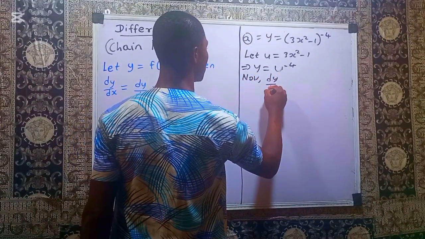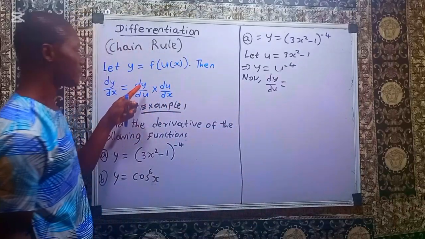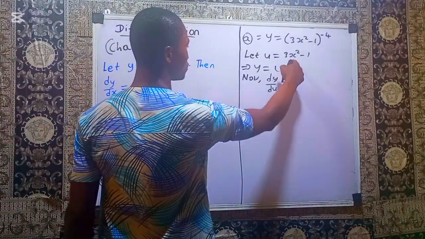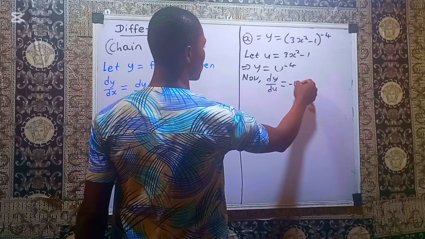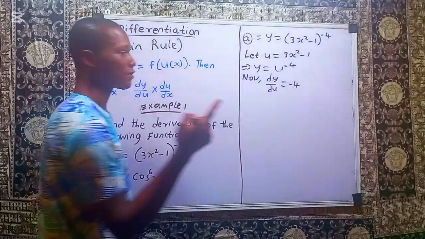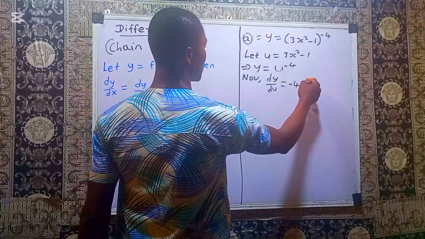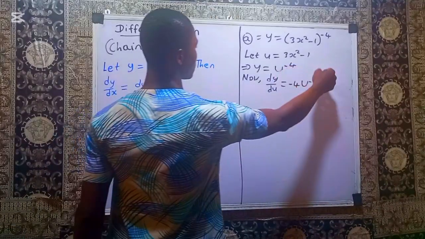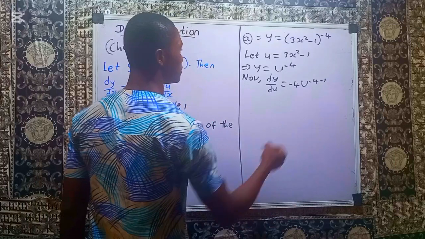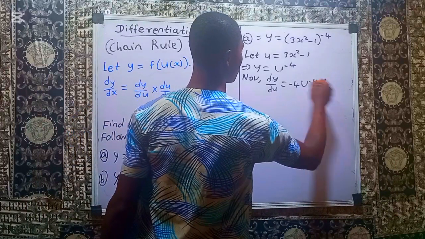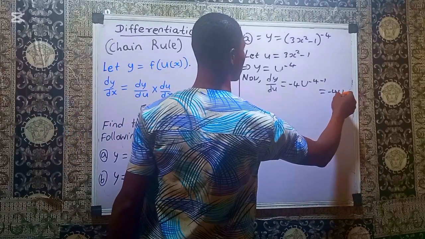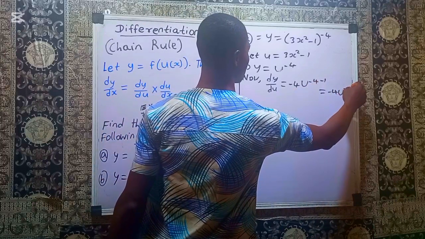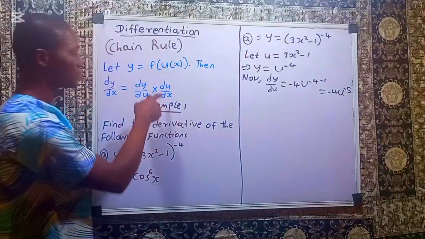Now dy/du. For the first one, differentiate y with respect to u. What's the index of u? Minus 4. We are using the index formula. You bring down the index, then you write what you have, u raised to power minus 4, and you subtract 1 from the index. If you simplify, this will be negative 4u raised to power negative 4 minus 1, which is negative 5.